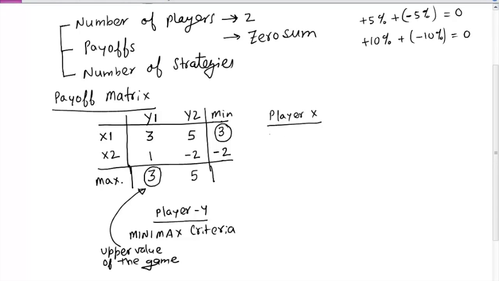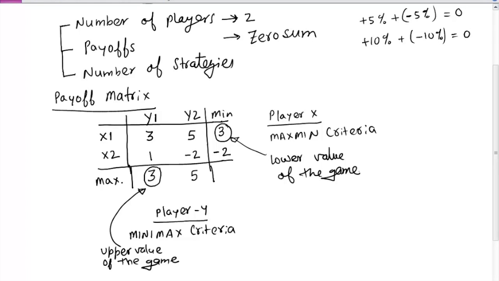So player X is using a strategy called Maximin criteria. And this value here is called the lower value of the game. Now it happens in this case that the upper value of the game is equal to the lower value of the game. And in fact, we can call this the value of the game, which is equal to 3.